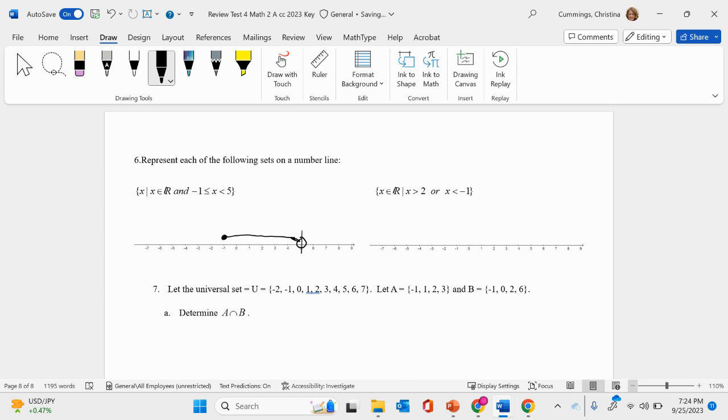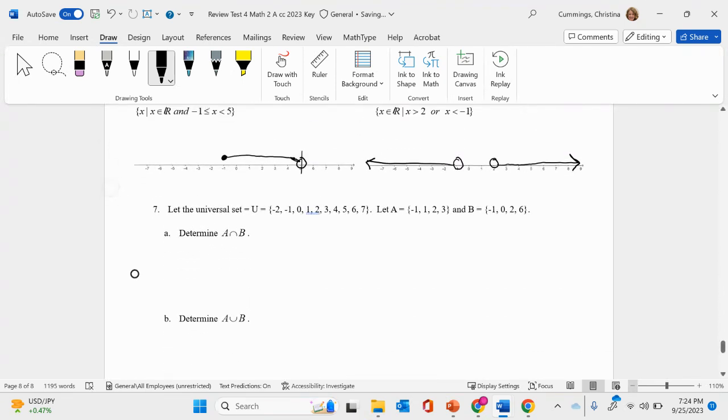All right, the next one. x is a real number, so the set of all x's that are real numbers such that x is greater than 2. Let me find 2. There's no greater than or equal to, so it's an open circle. So there's 2. x is greater than 2, go that way. Or x is less than -1. So let's find -1. It's not equal to it, it's just less than. So open circle, we're going that way. Okay.